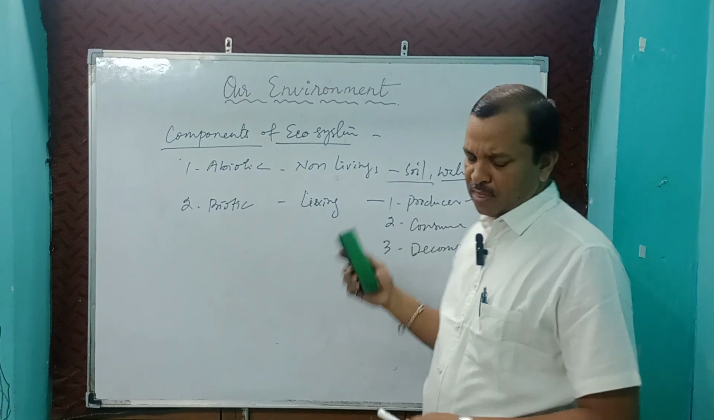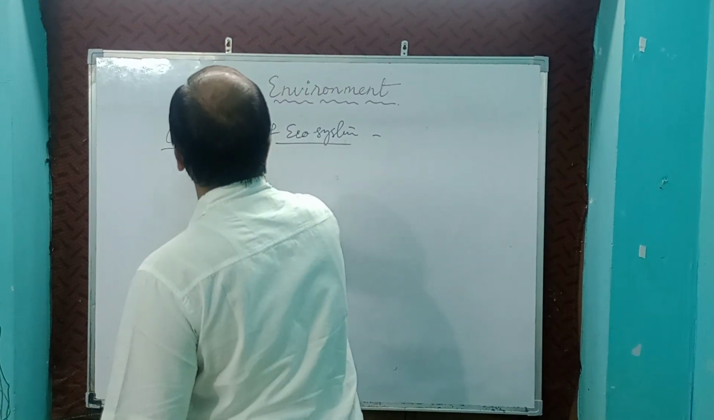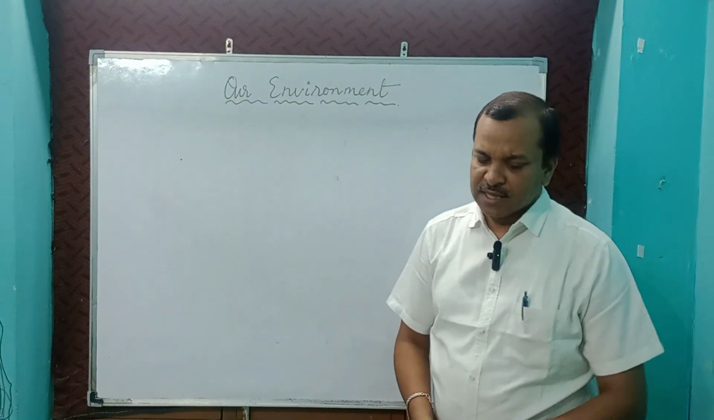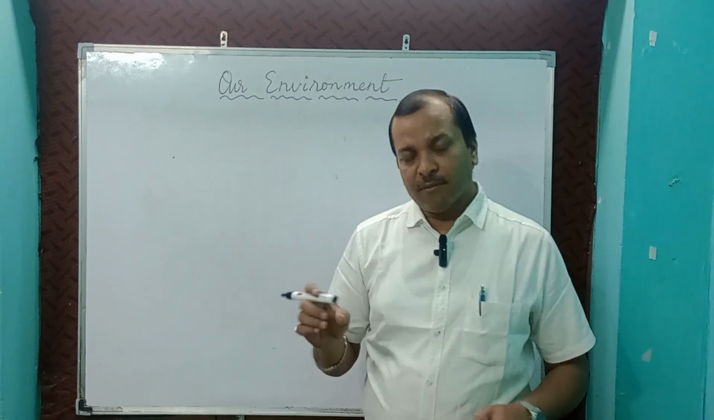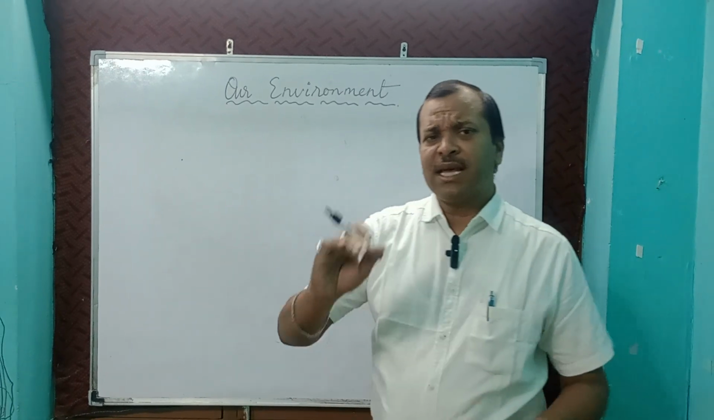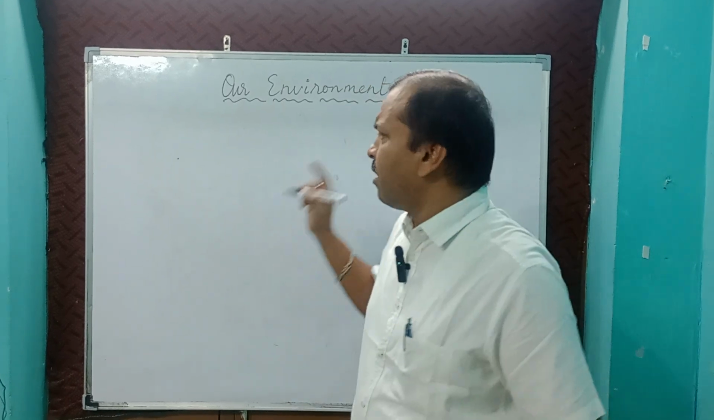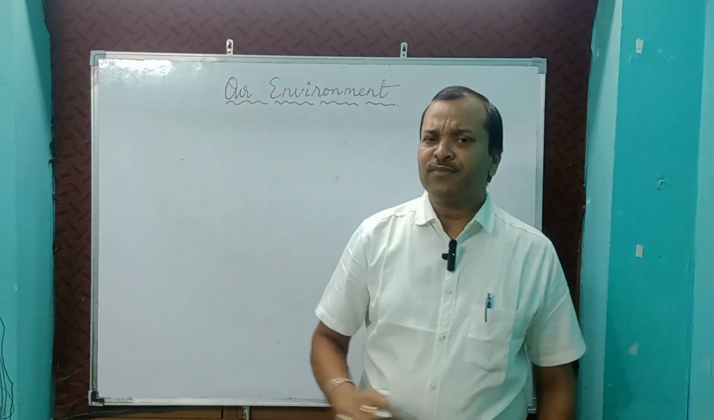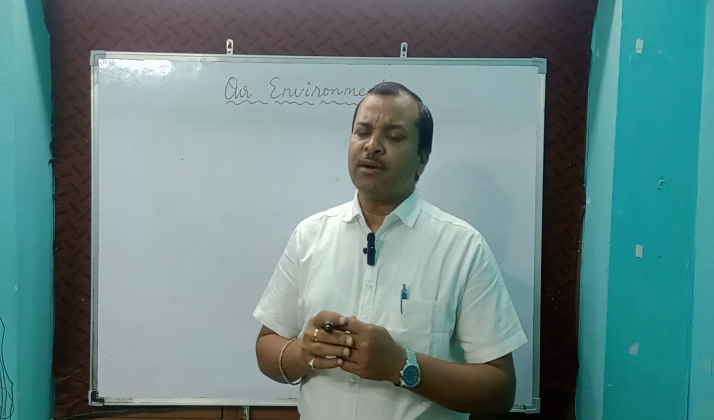Now functioning. How does an ecosystem function? I already told you that it is a self-functioning component. It is sufficient for a unit of life in nature. It means they do not depend upon anyone; they can survive by themselves. Producers are green plants, consumers are animals, and decomposers are microorganisms.